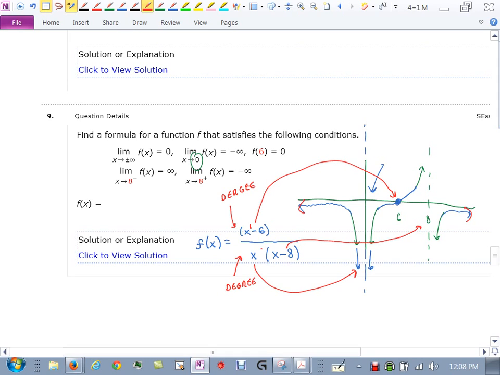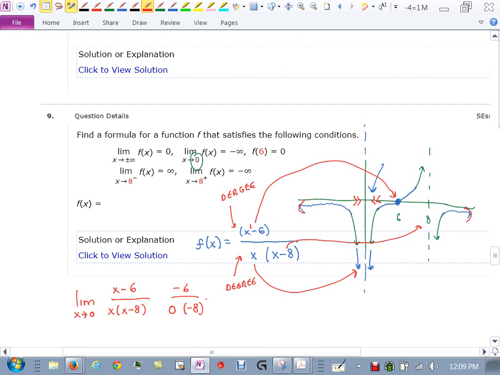Let's just check now that when I approach 0 from the left and from the right, it's going to go to negative infinity. So let me check. Limit as x approaches 0 of (x − 6) over x times (x − 8). If I just let x go to 0 here, I get negative 6 on top. X goes to 0 there, so that's going to approach 0. And then over here I get negative 8.